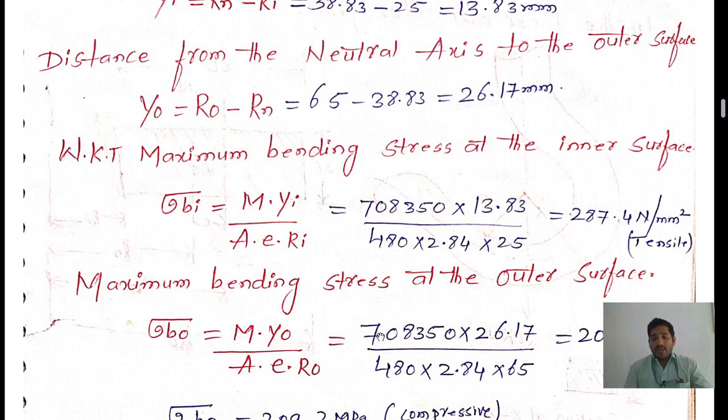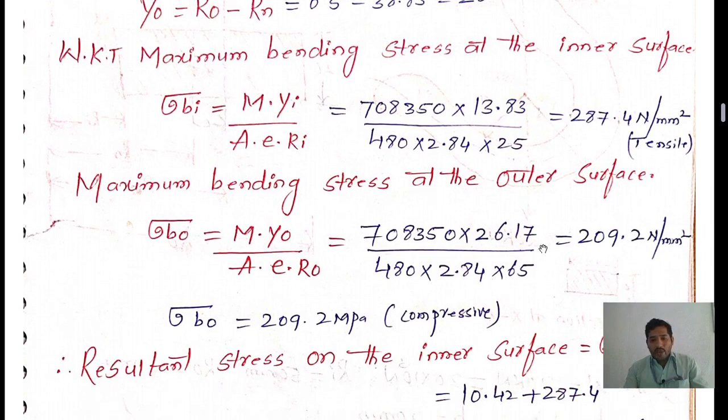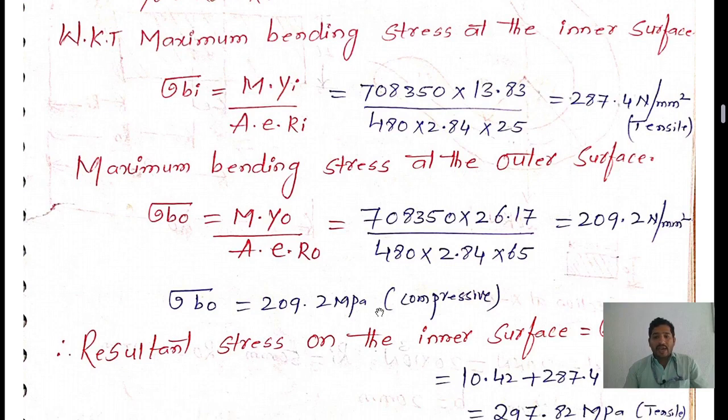So M is 708350, into YO, which is 26.17, and the area is 480, into eccentricity 2.84, into outer radius 65. If you divide the whole value, you will get the answer 209.2 Newton per mm square. That is the maximum bending stress at the outer surface, 209.2 Newton per mm square. So we can say that a compressive force is acting at the outer surface.